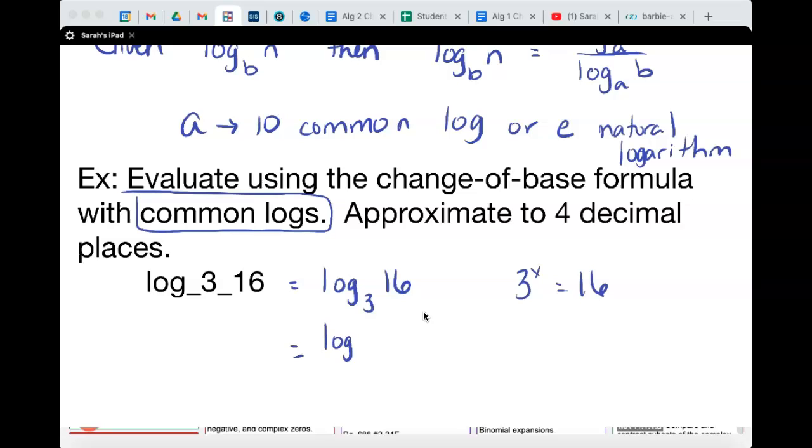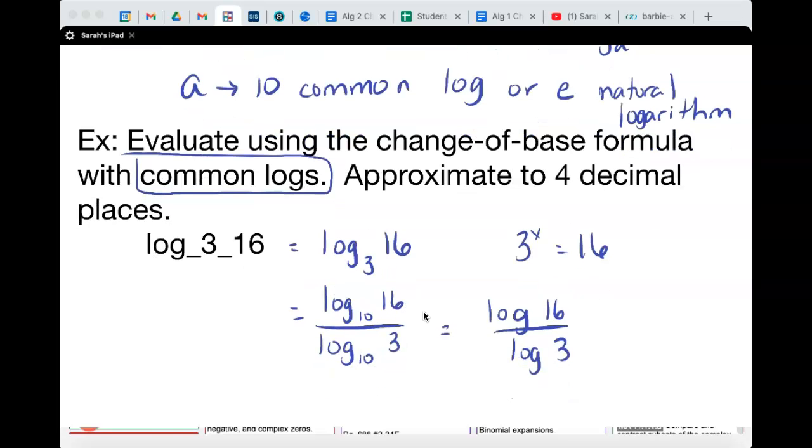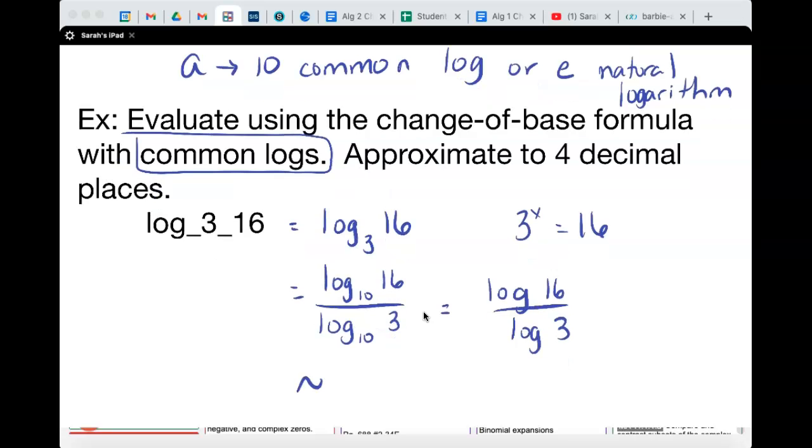Common log is base 10. Okay. Yeah, log base 10 of 16 divided by log base 10 of 3. Technically, I don't need to write the 10. If you don't write the 10, we assume it's log base 10. So I could write it as log of 16 over log of 3. These are equivalent statements. But once you have this, we can type it in our calculator, log of 16 divided by log of 3, to get our decimal approximation.